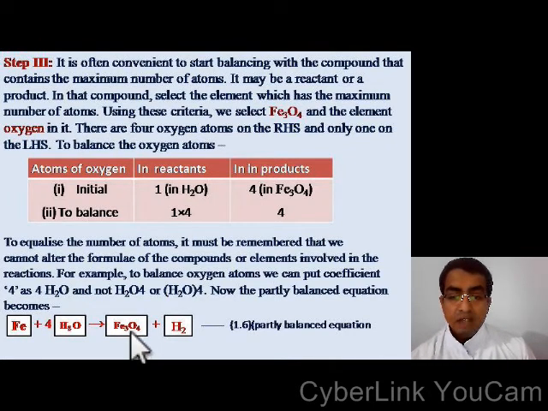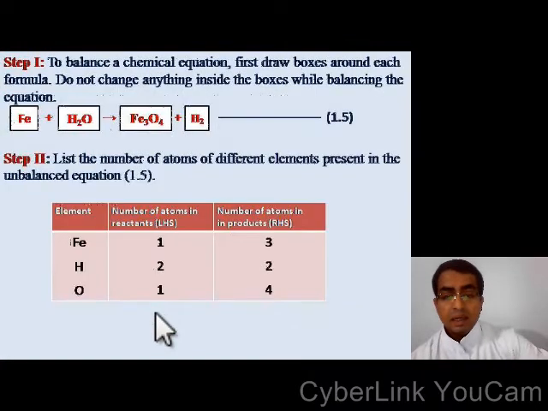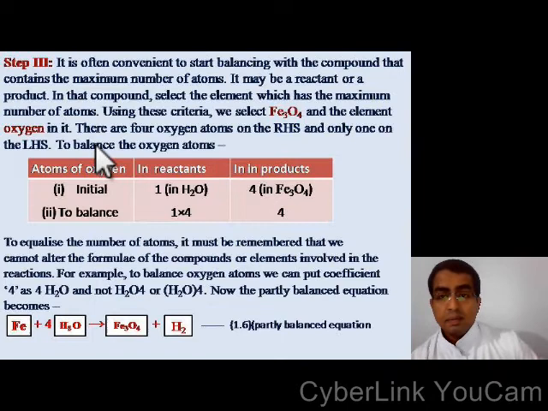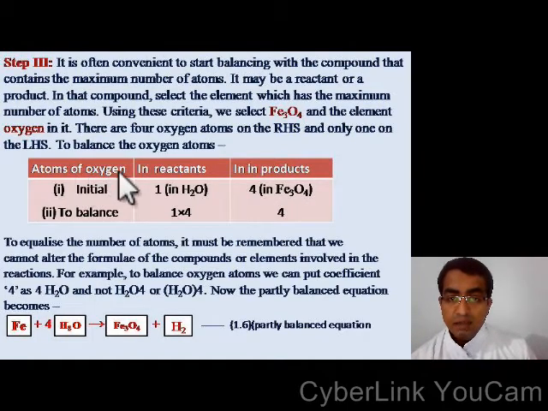See, we are taking Fe3O4 first, and in that, oxygen we will take first. There are 4 oxygen atoms on the right hand side and only 1 on the left hand side. So, 1 oxygen on the reactant side, 4 oxygen on the product side.